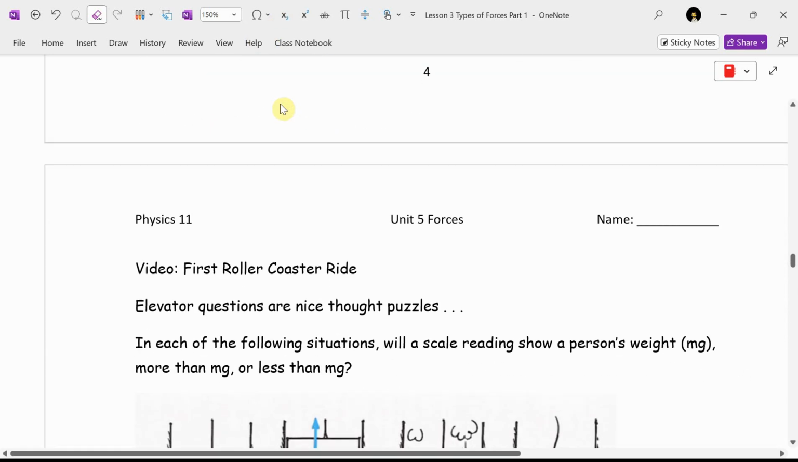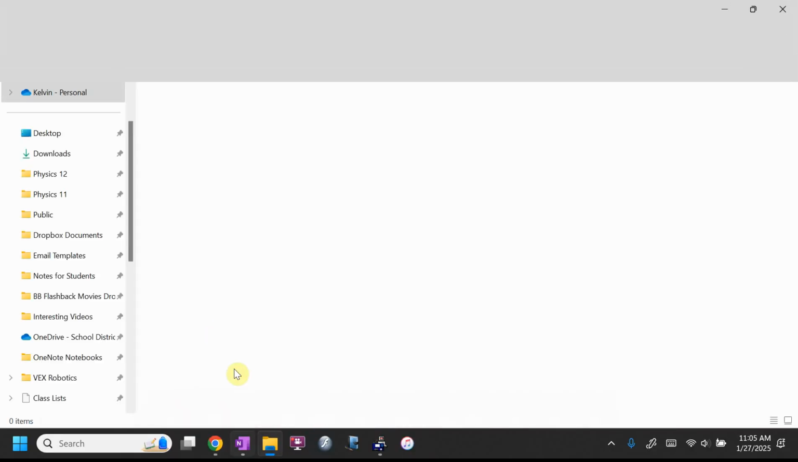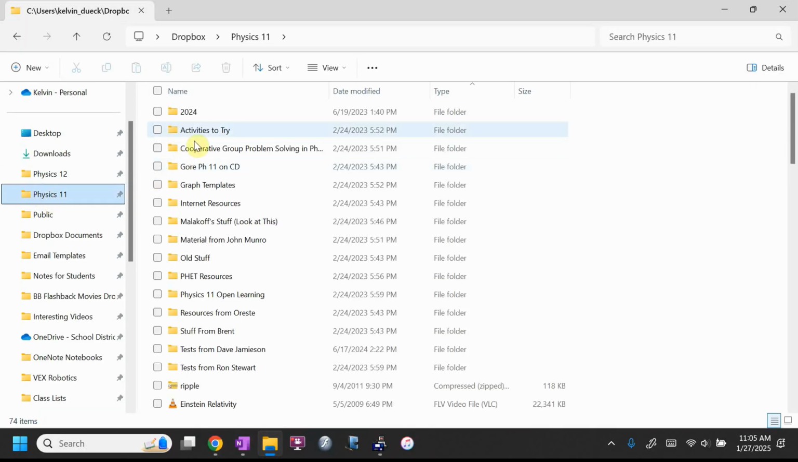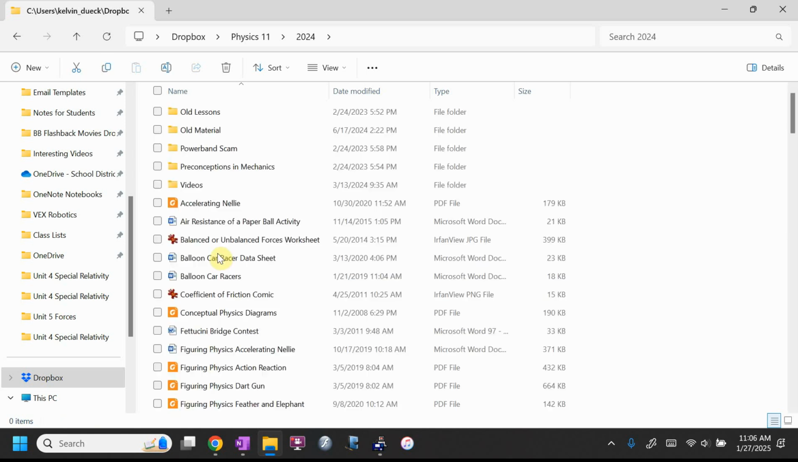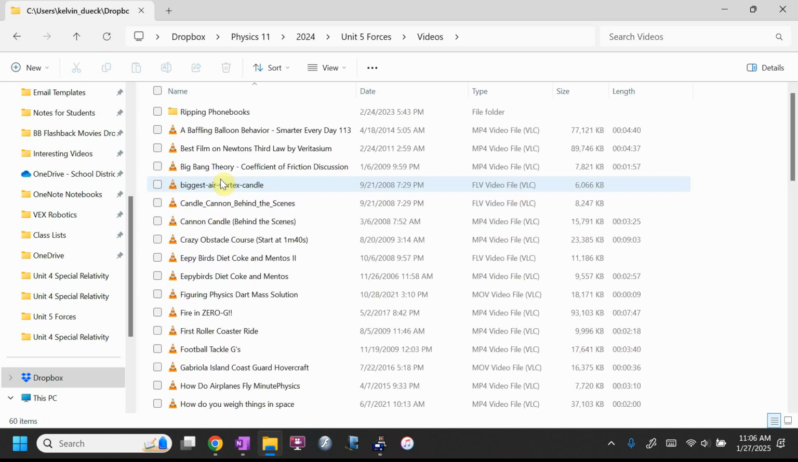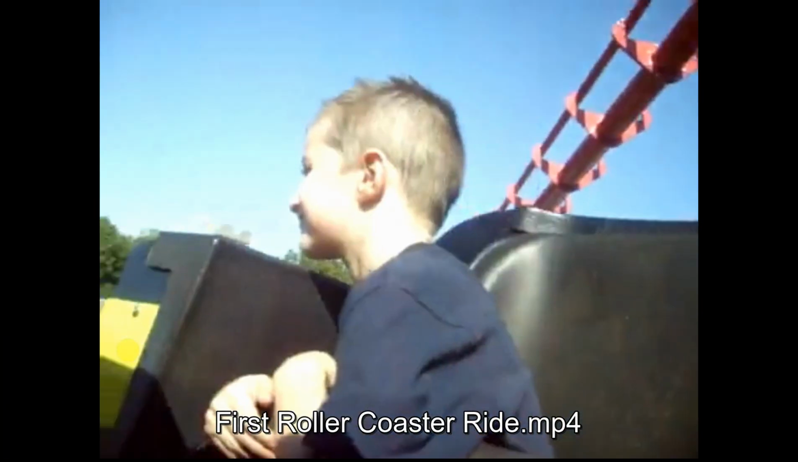This is a video of a little kid's first roller coaster ride. See if you can figure out when the normal force changes. There's going to come a moment in time when you're going to sense that the child has just experienced a normal force changing for the first time. See if you can spot it.